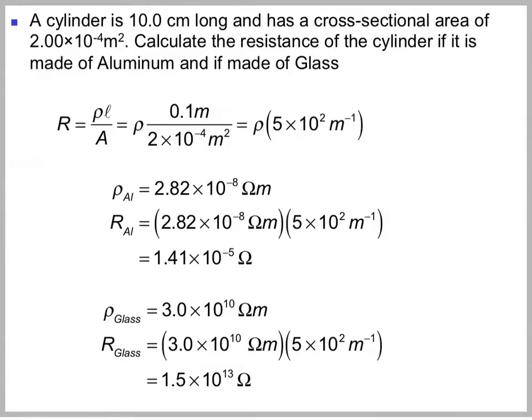If I look at it now for glass, the resistivity of glass is 3 times 10 to the 10th, and the resistance then, if I plug that in, is going to be 1.5 times 10 to the 13th ohms. That's 18 orders of magnitude difference in its resistance.